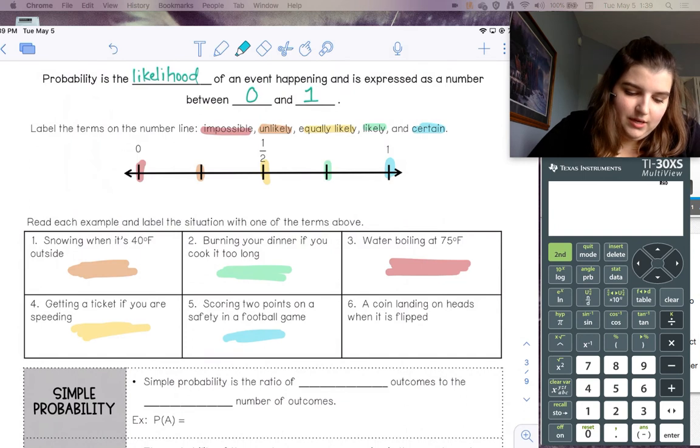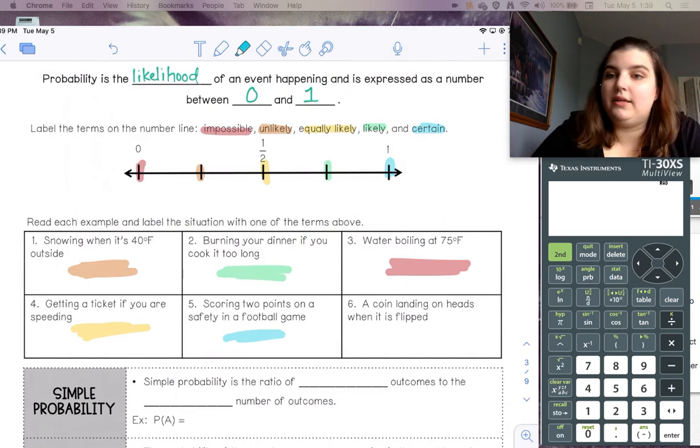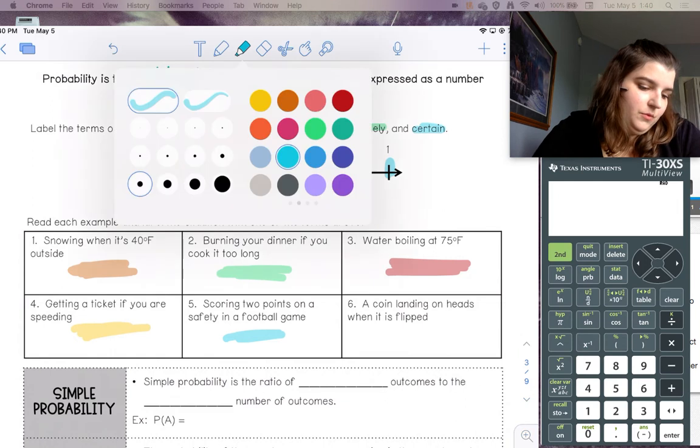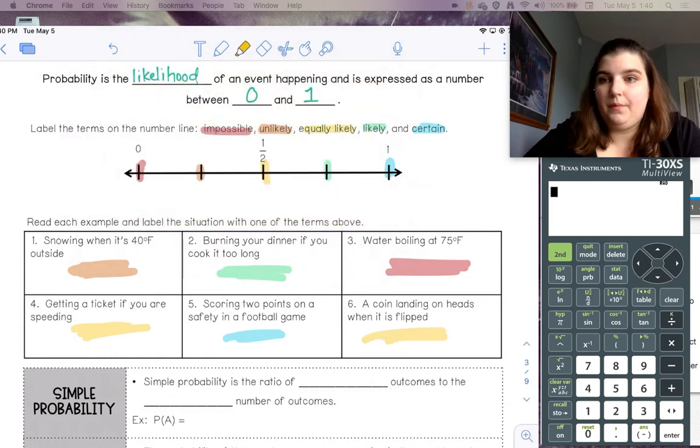A coin landing on heads when it is flipped. That's equally likely because it's a 50-50 shot. Okay. Moving forward.